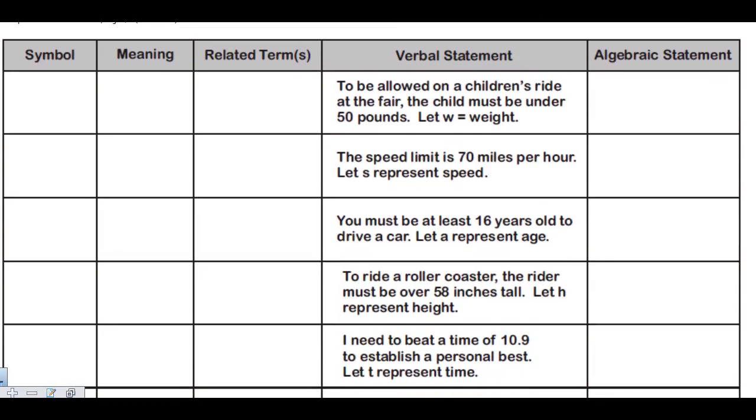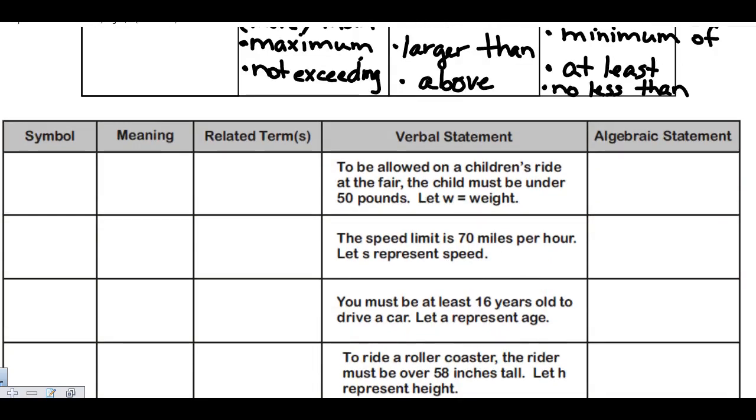All right. So what I have here is a little chart, and what we're going to do is take this verbal statement and identify those numbers, inequalities, and variable. We're going to identify any related terms. So what that means is up here in this bank, what synonym could I replace that's in here? And what does that synonym mean?